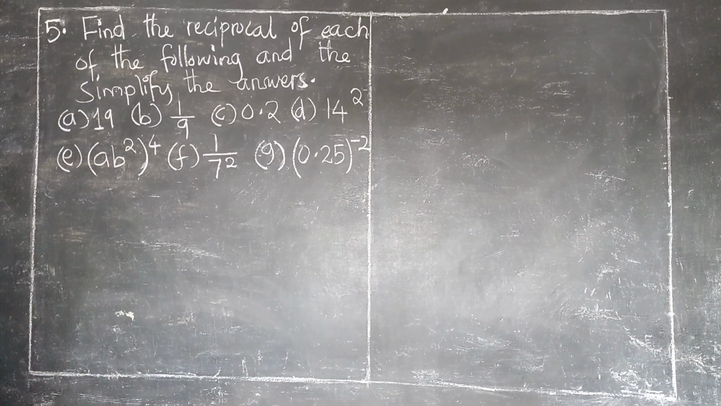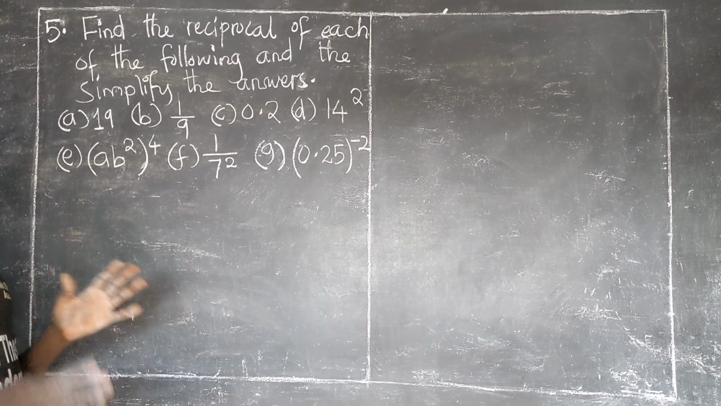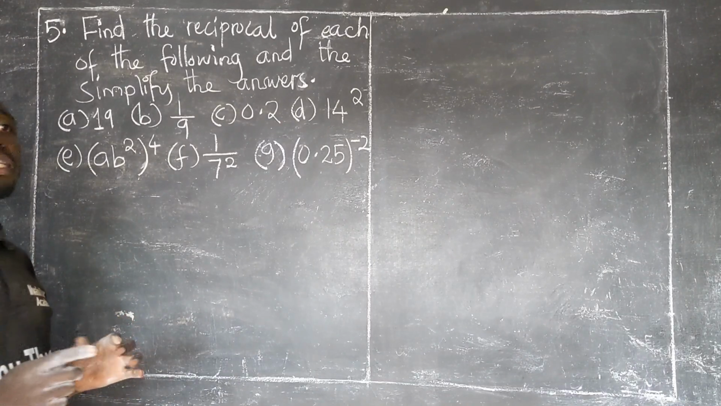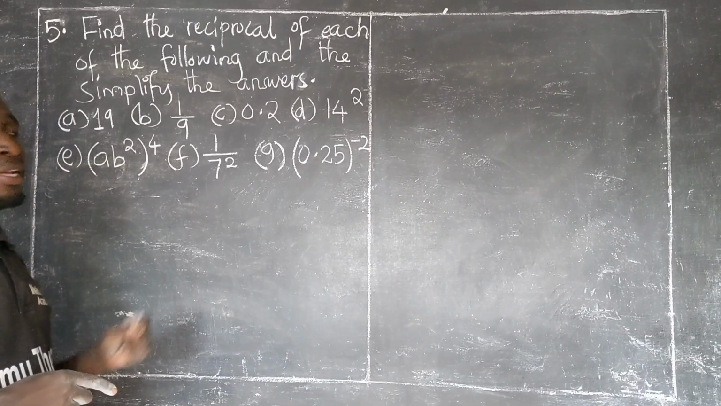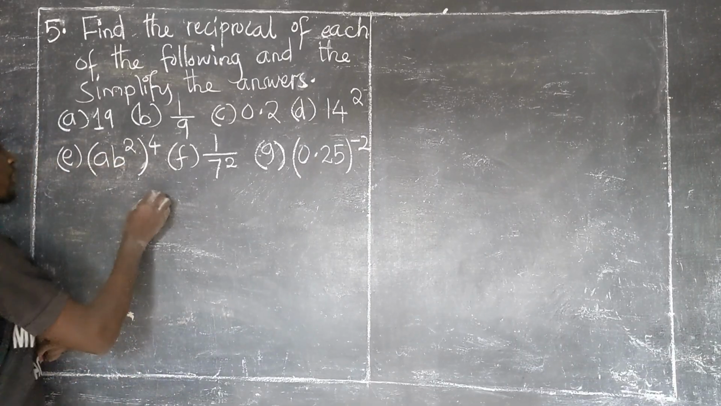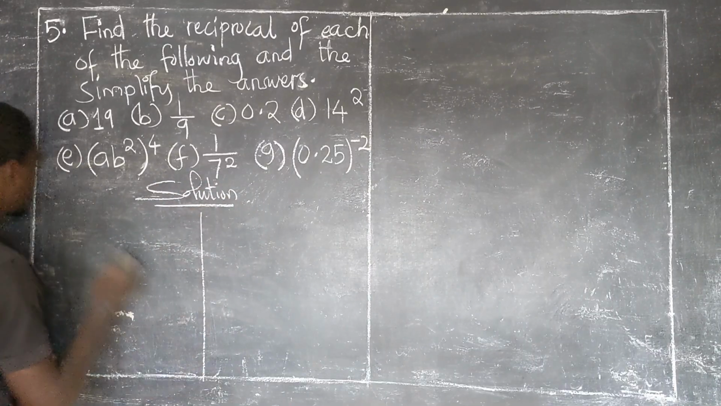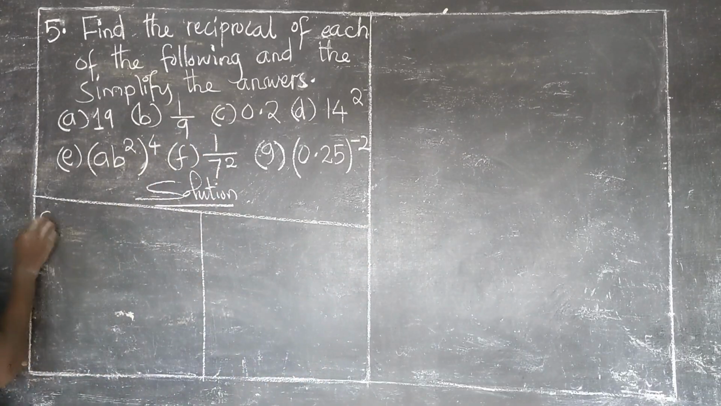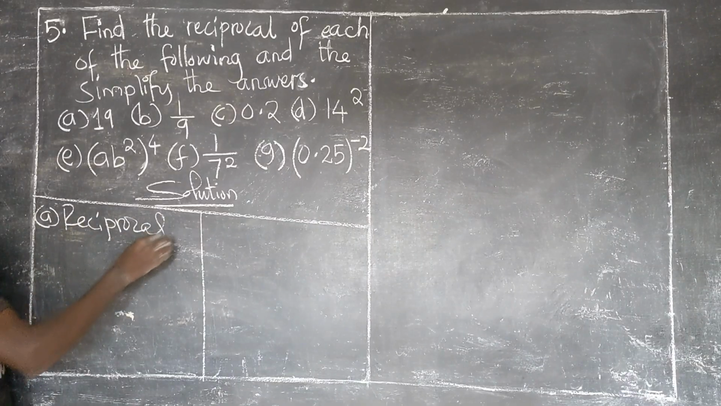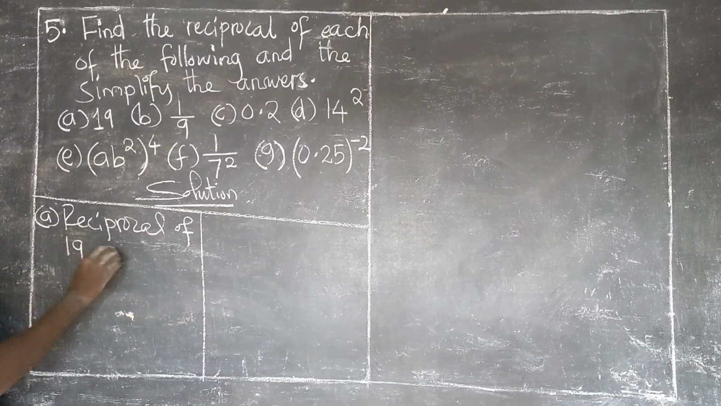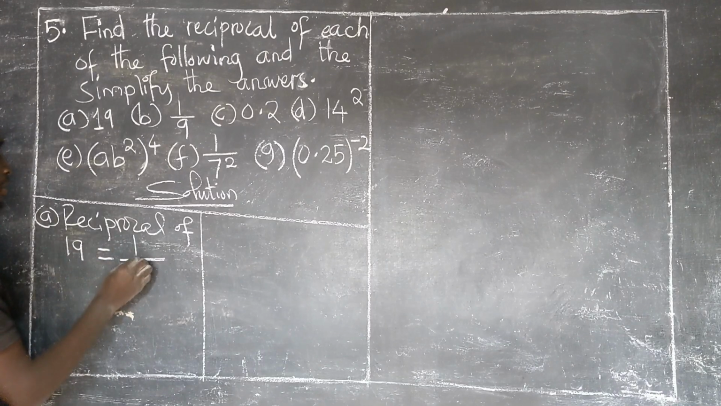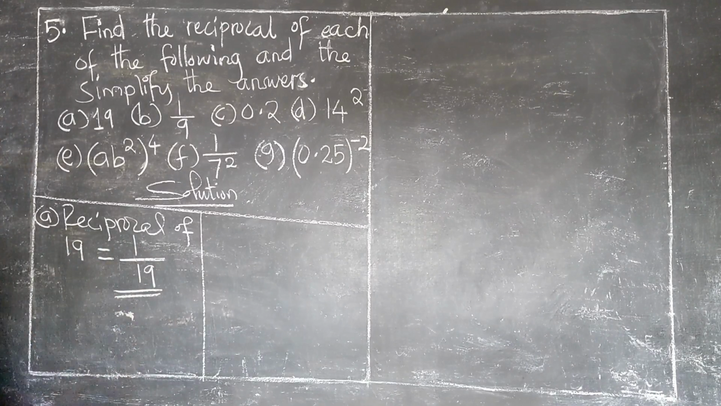It is stated: find the reciprocal of each of the following and simplify the answer. When you are asked to find the reciprocal of a number, it means 1 divided by the given number. Now, let's see the solution for each. A. The reciprocal of 19 will be equal to 1 divided by the given number, which is 19. Now this is the answer. 1 divided by 19 is the reciprocal of 19.